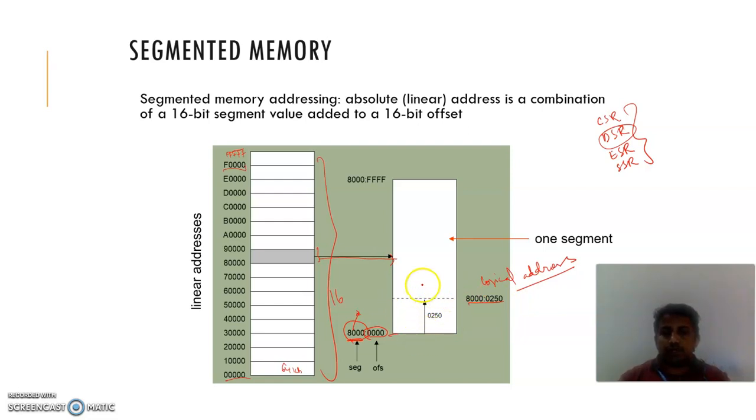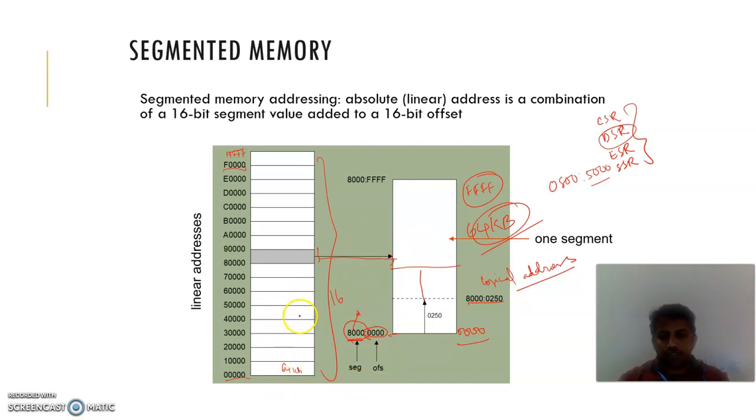This is the location. If the address you have given is 8000:5000, that would be somewhere over here. What is the scope of this offset address? It would be from 0000 till FFFF. So this would be a total 64 KB segment scope. Anything represented over here is called logical addressing.